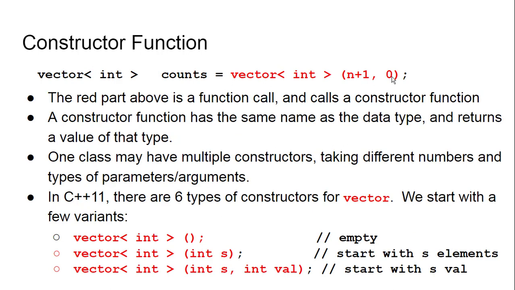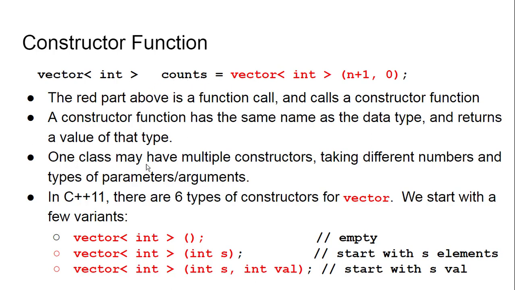So the red part is the function call. And the name of the function is the same as the data type. That's the feature of a constructor function. It has the same name as the data type, and it will return a value of that type. So essentially we call a function providing these 2 arguments, and then we get a vector int value, and then we assign that to count. So that's what this line does.